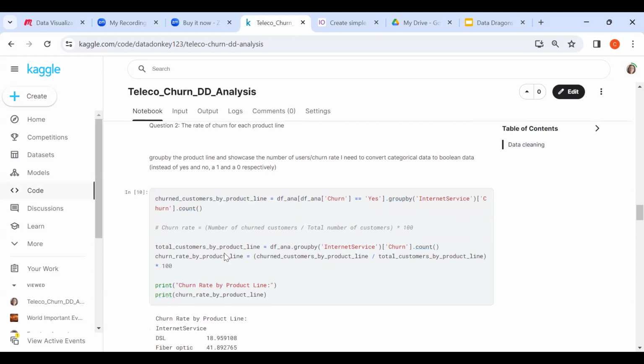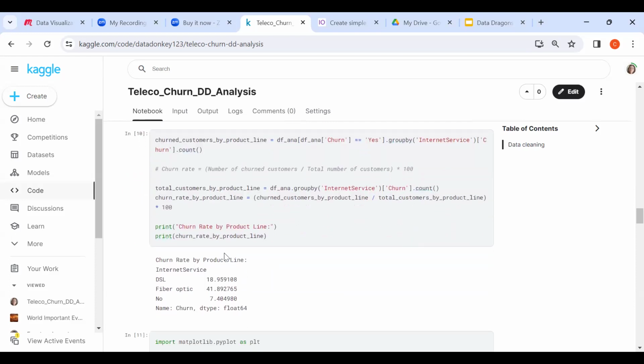So within product lines, I only looked at the internet service product line and churn, but I think something that could have taken the data analysis further would have been merging all of the product lines into one particular column. I was just a bit uncertain of how to do that without messing up the data.